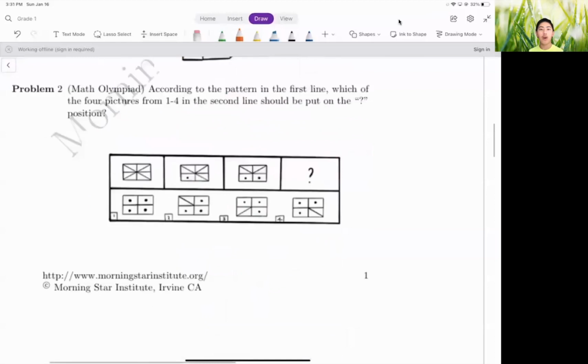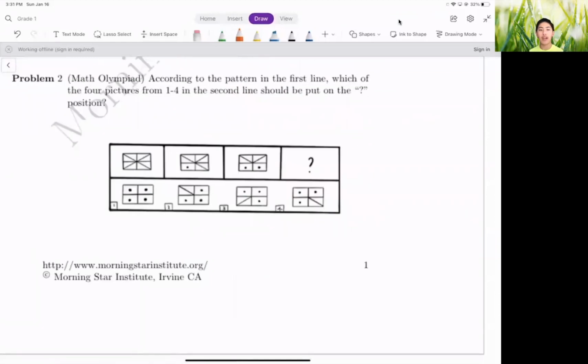Problem 2. According to the pattern in the first line, which of the 4 pictures from 1 to 4 in the second line should be put on the question mark position? So in order to solve this problem, we need to find out the pattern first. As you can see from this above pattern right here, we can easily note that 1 dot replaces 1 line. And then in this third picture on the top right here, you can see that 2 dots replace 2 lines.